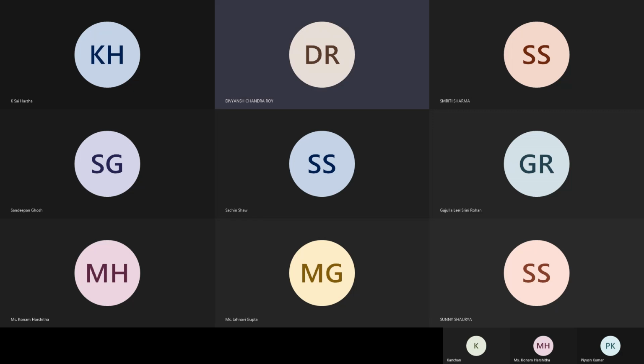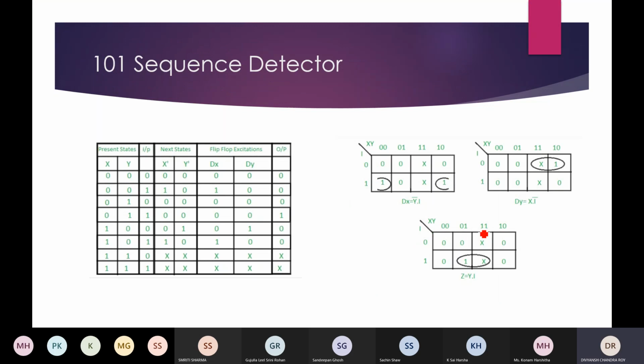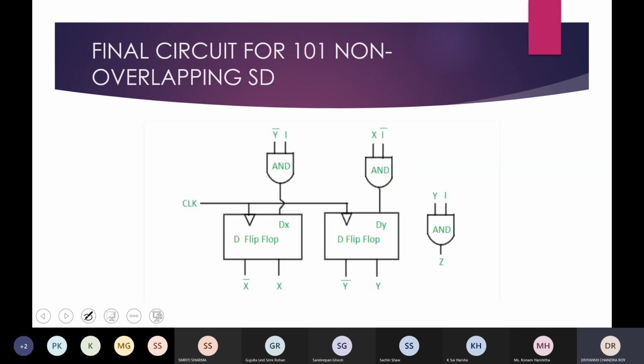For the circuit of the 101 overlapping detector, or the state table that came after that. After the table. Acha, this circuit. Okay. If you see the last diagram, I got these expressions: dx is equal to y complement and I, dy is equal to x and I complement, and z is equal to y and I. This is the same thing.